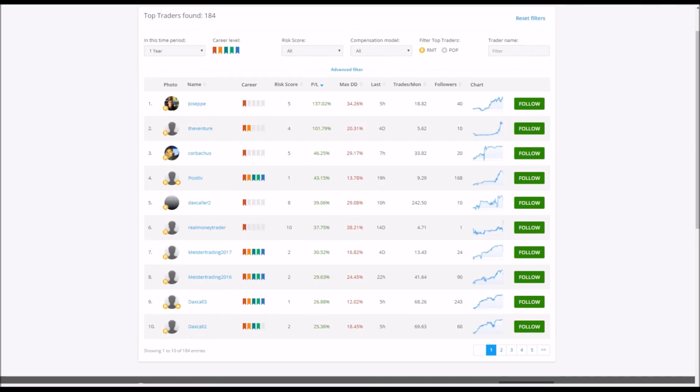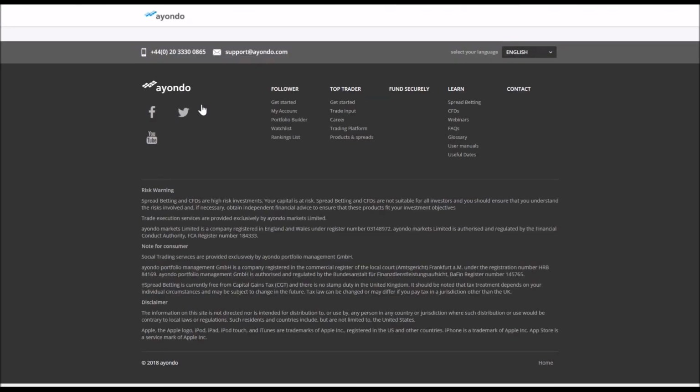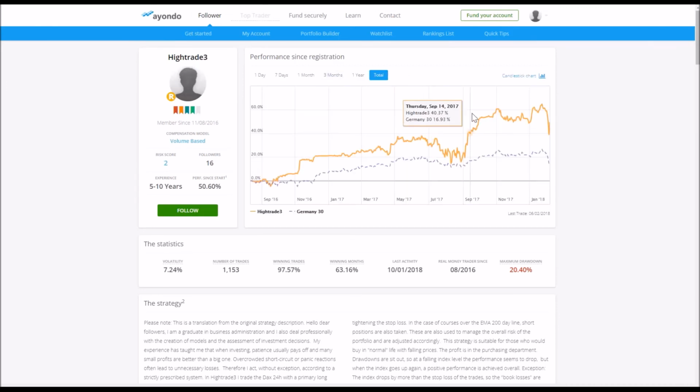So there's DAX Call 3. I think the same person runs another strategy, DAX Call 2. It hasn't done quite as well, with a bigger drawdown. And then High Trades. Let's have a look at that one. It was a star performer last year. It's gone off the board a little bit, more volatile, we can see there. But overall the trend is still pretty good.